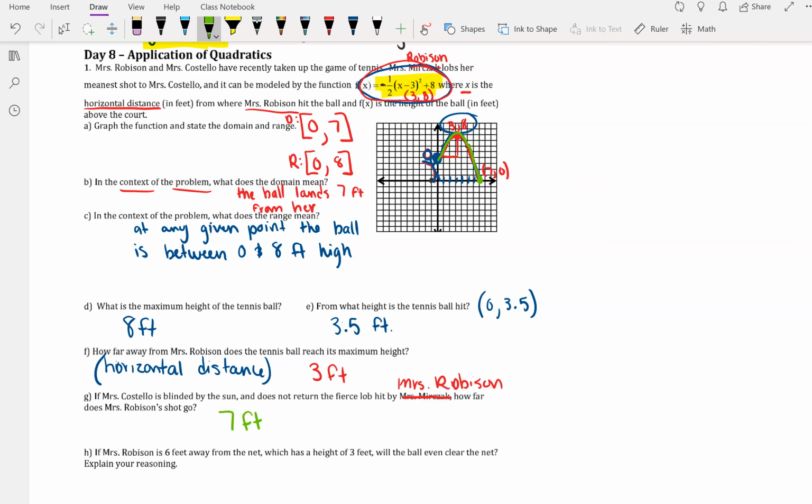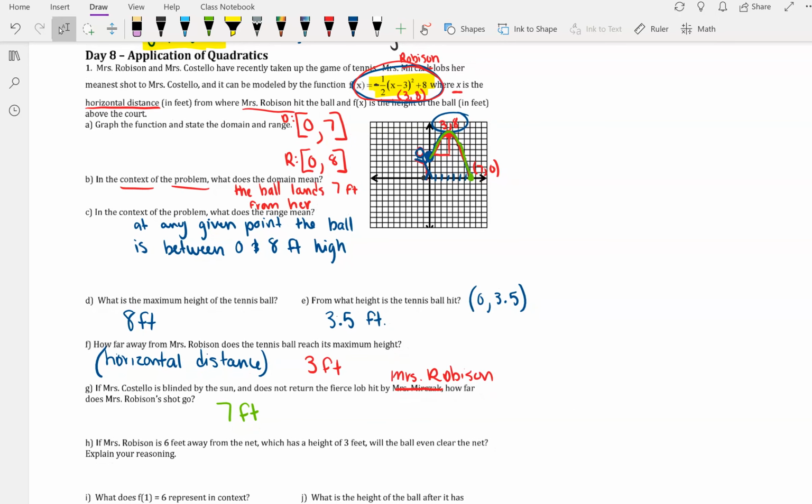All right. If Mrs. Robison is 3 feet away from the net, 6 feet away from the net, which has a height of 3 feet, will the ball even clear the net? Explain your reasoning.